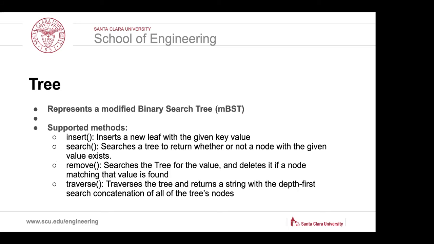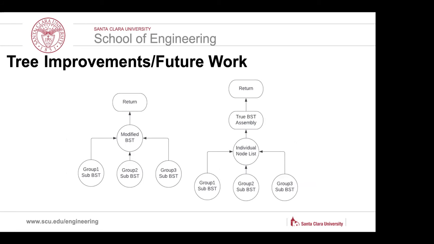Awesome. That moves us on to tree, which was the data structure that I implemented. It represents a sort of modified binary search tree, which I'll discuss what modified means in the next slide. It supports the traditional tree methods such as insert, search, remove, and traverse. And if we can go to the next slide, I can talk about what exactly I mean by modified BST.